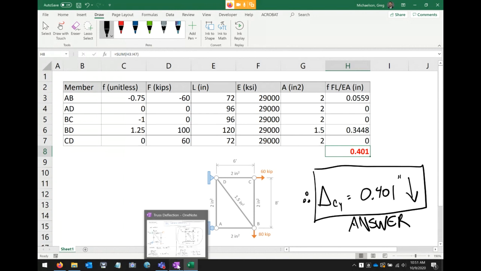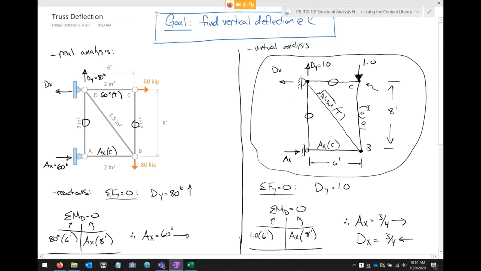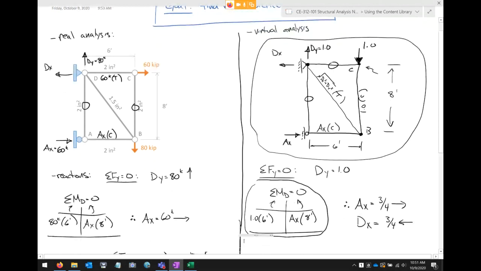I see a question in the chat. How is AX and DX 3/4? So the reason that AX is 3/4 is because of this right here. If I sum moments at D, think about what happens. Look at the virtual structure. I only have 1 times 6 from the vertical load at C, and then I have AX times 8 from the horizontal reaction there at the bottom. So, 1 times 6 has got to equal AX times 8. So that's how I get 3/4 for AX.